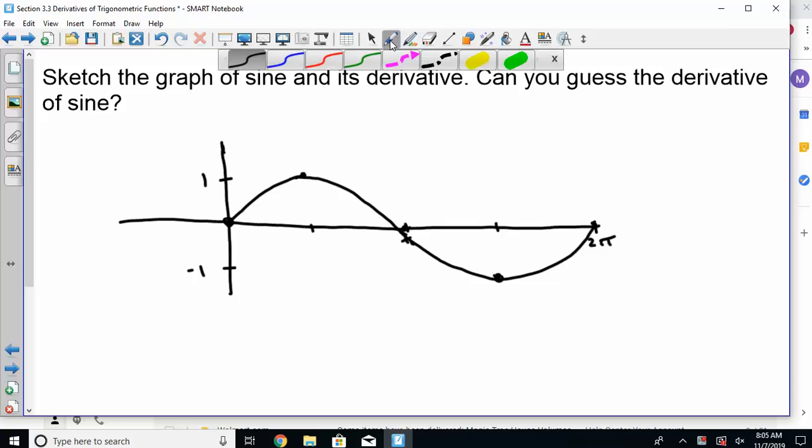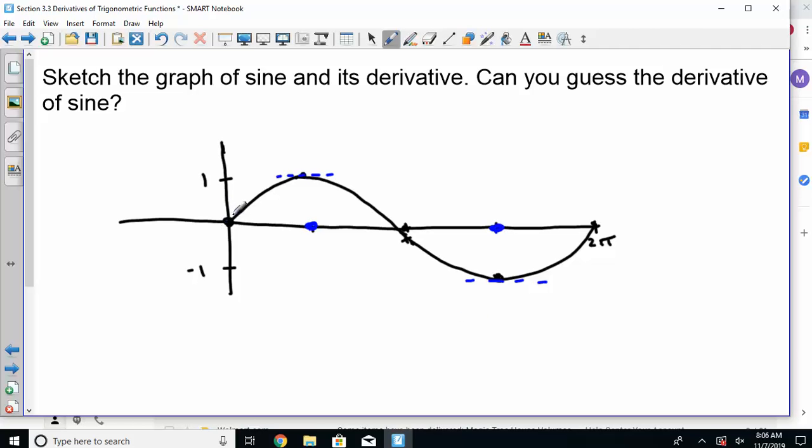Okay, if I want to draw the derivative of this, anywhere it has a horizontal tangent line, we know the derivative would be 0. So where would this have a horizontal tangent line? Pi over 2 and 3 pi over 2. So it's 0 twice.